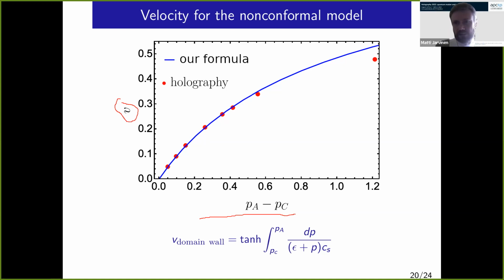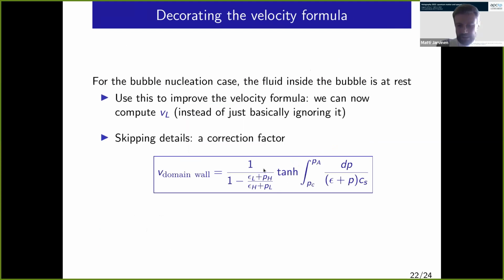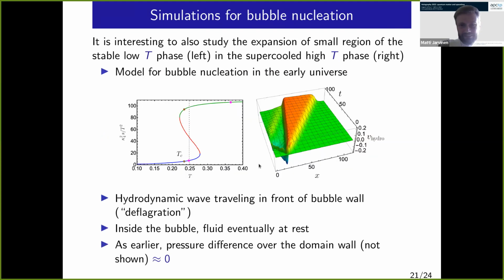But you can then also study a setup which is closer to what you would expect in the early universe. Apart from taking the system to a temperature higher than the critical temperature, you can study a nucleation of a small domain of stable matter within a supercooled phase. So you prepare the whole system in a supercooled phase and put in a small bubble which starts to expand. The simulation result is shown here on the right. I'm showing, as a function of position and time, the hydrodynamic velocity of the fluid.